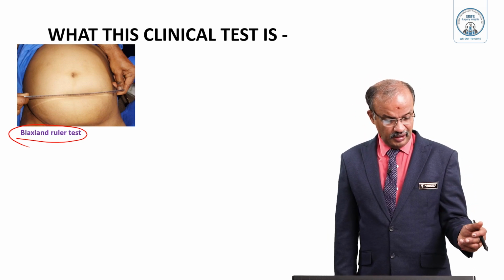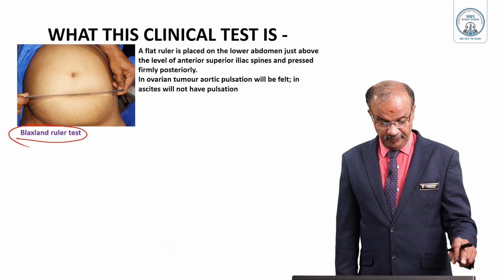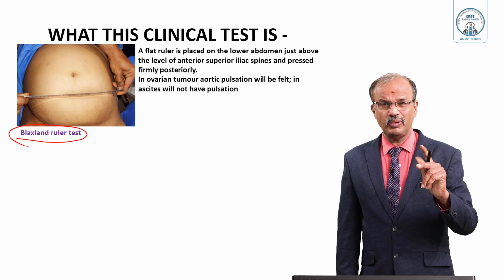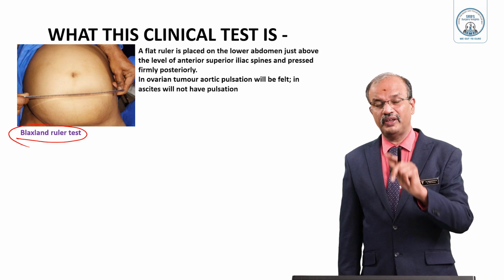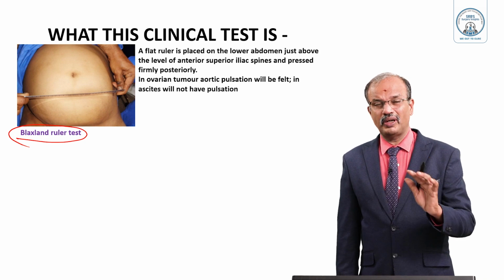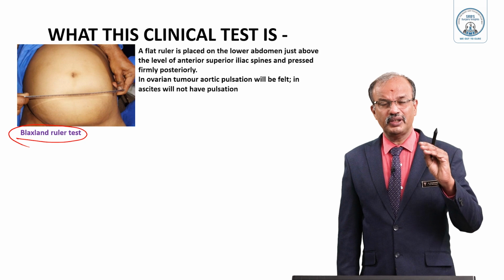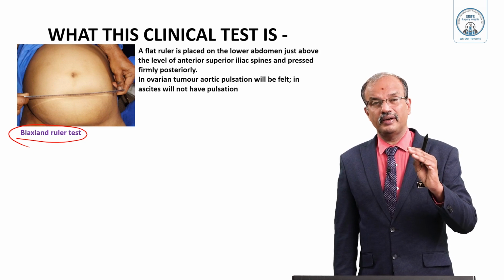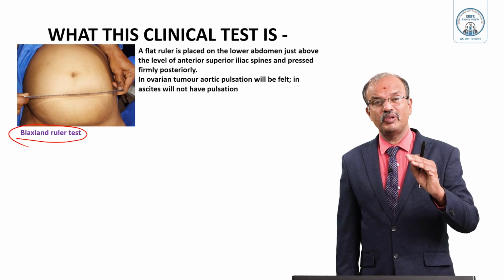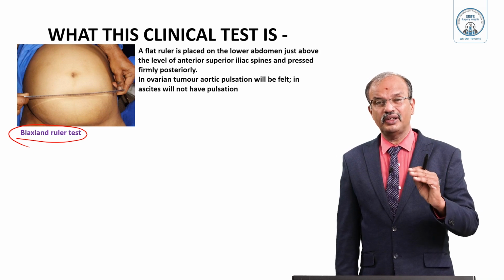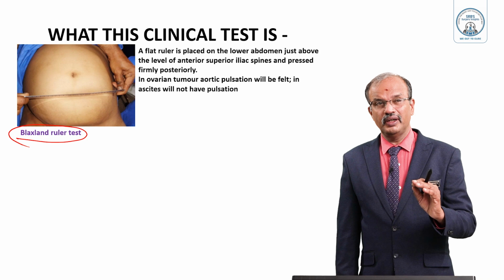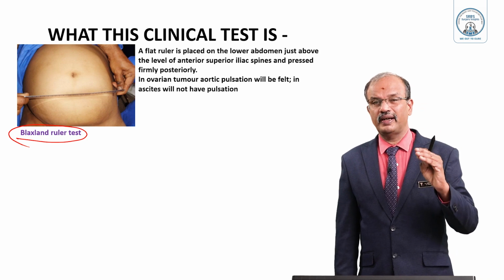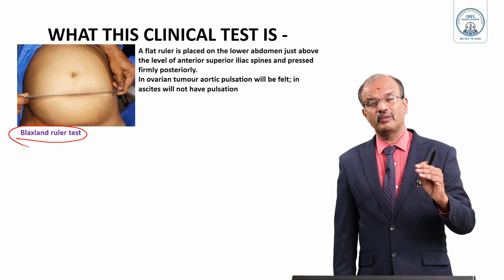Currently, what exactly we do is a flat ruler is placed on the lower abdomen, just above the level of the anterior superior iliac spines, and pressed properly and adequately. If the patient has an ovarian cyst, suppose in females, the aortic pulsation will be transmitted. If it is ascites, such a pulsation will not be there. So this was told long ago by Blaxland, and is popularly called the Blaxland ruler test.